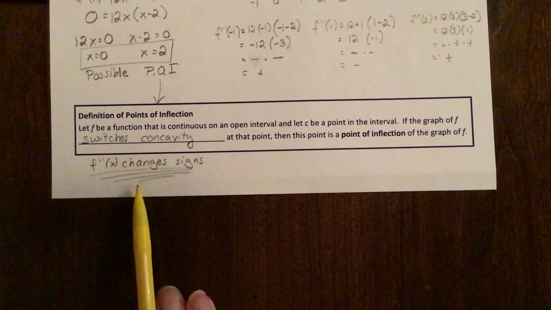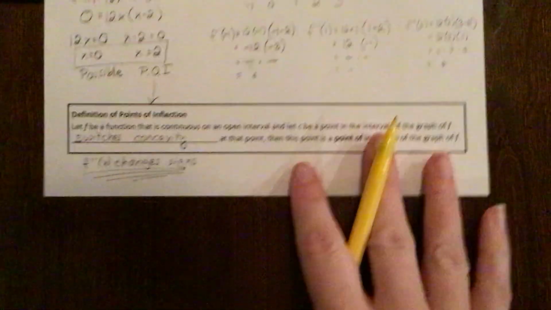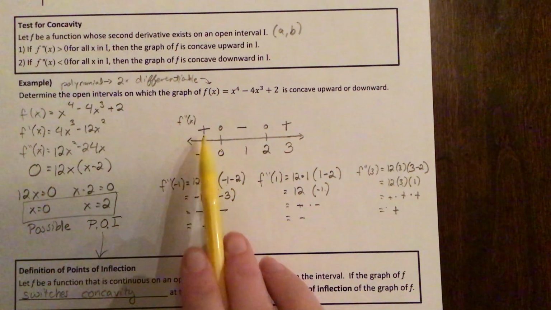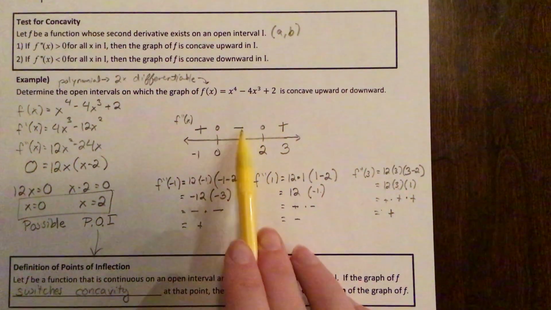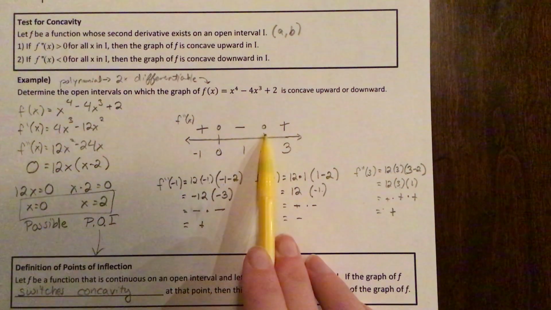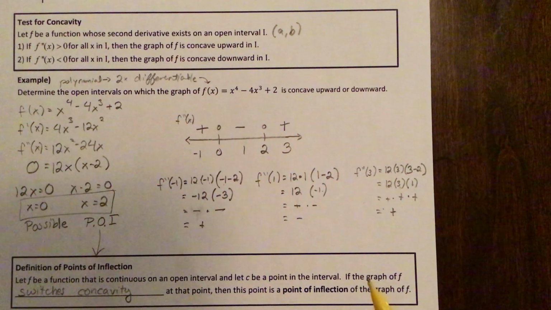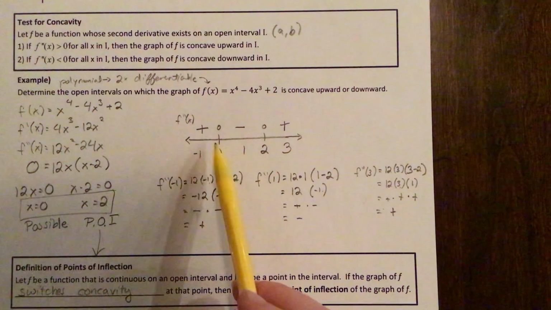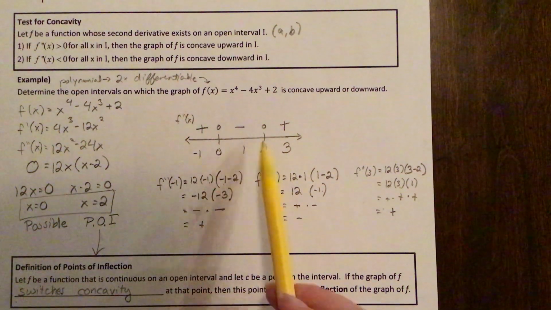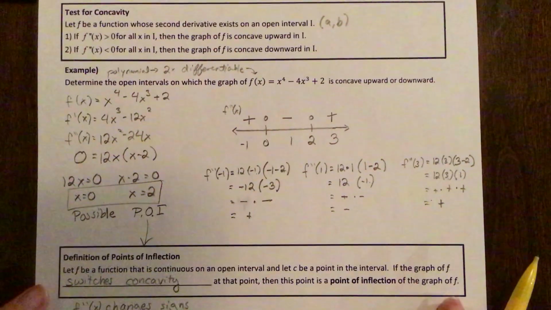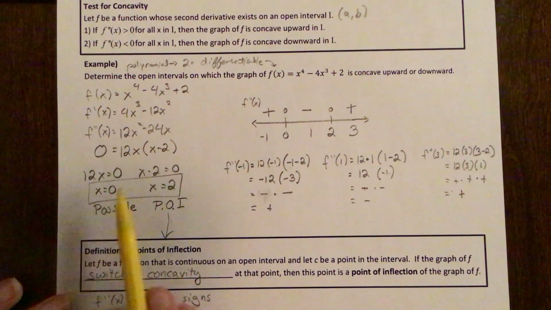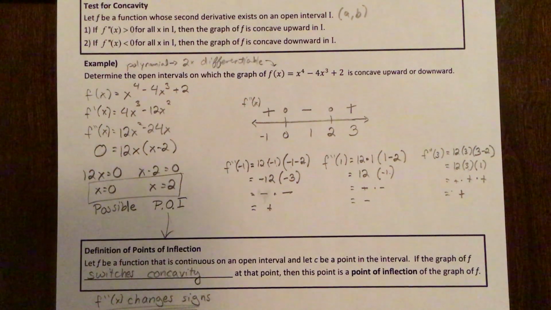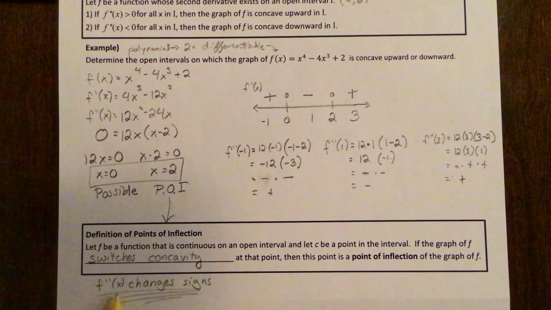But if you know by mathematics, by figuring out that the positive and negative signs are switching, right? We switch from positive to negative here. We switch from negative to positive here. Then you can show that f has a point of inflection at x equals 0 and x equals 2. So those possible points of inflection, x equals 0 and x equals 2, yes, they are points of inflection because f double prime of x changes signs at those x values.